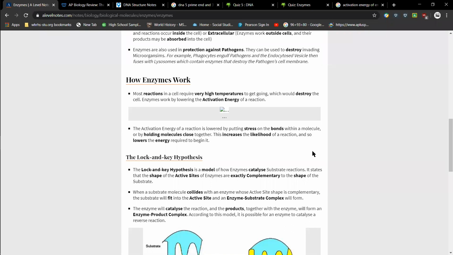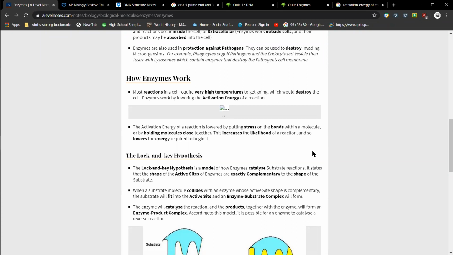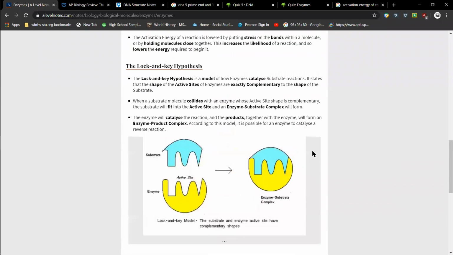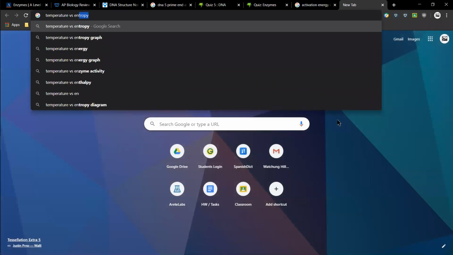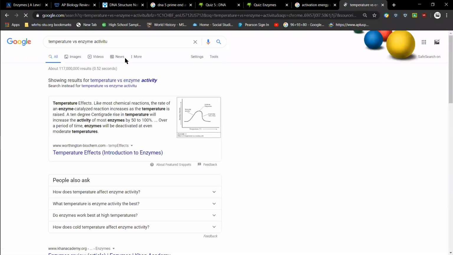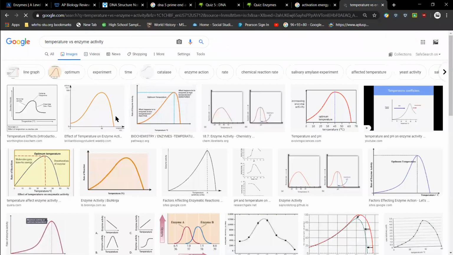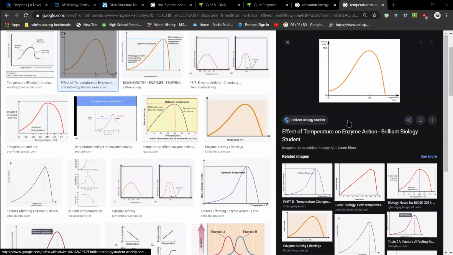Now, another interesting thing is that we said very high temperatures can denature an enzyme, but this will be important too. So here you can see again in this graph that the temperature is at the bottom and the activity of the enzyme is here. This is the point where all the enzymes kind of denature, because there's no enzyme activity past this temperature.